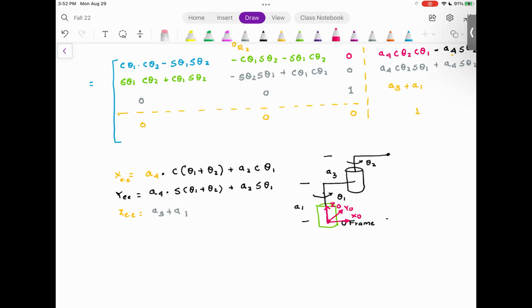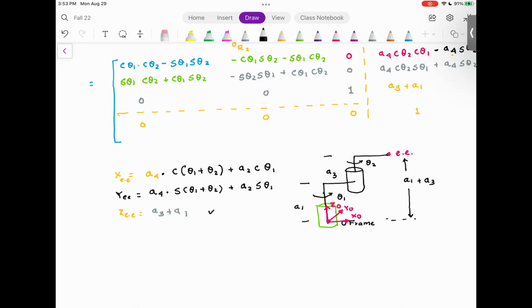So this is the end effector. So the end effector Z position, no matter what the value of theta is, is always going to be A1 plus A3. Do you agree with me? So yes, this is verified.